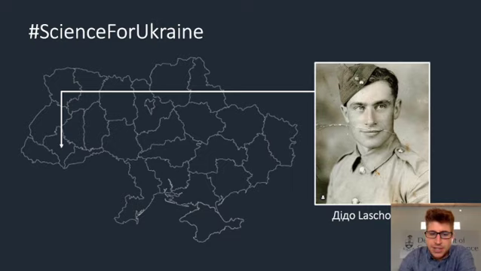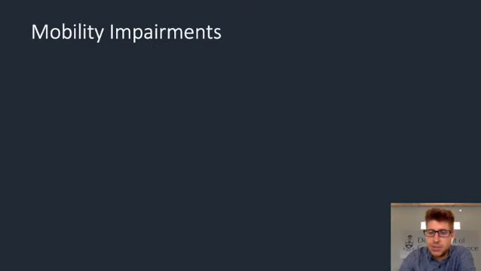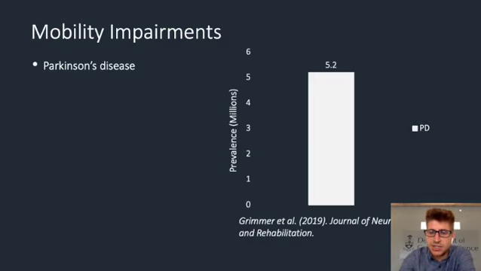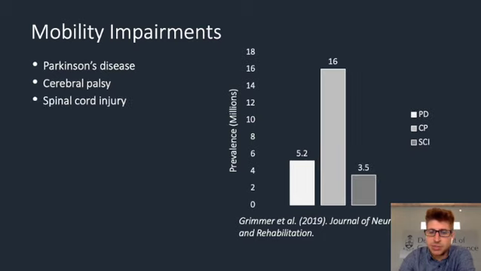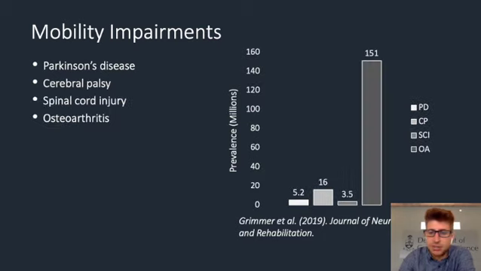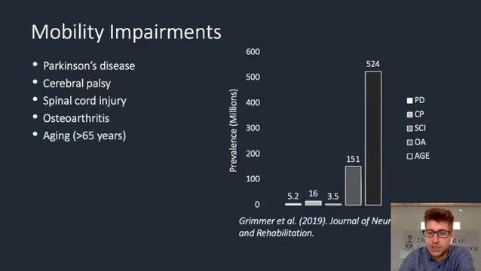To motivate my talk today, there are currently hundreds of millions of individuals worldwide with mobility impairments due to conditions such as Parkinson's disease, cerebral palsy, spinal cord injury, osteoarthritis, and most notably aging. There are also conditions like limb amputation, stroke, and MS, although I don't present data for those here.